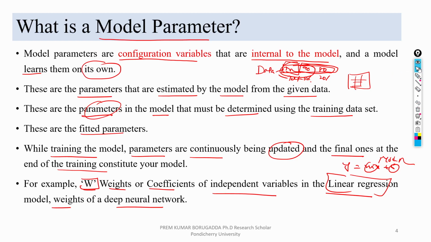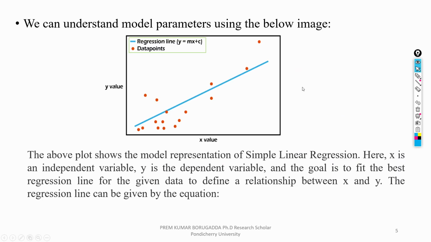Next. If you see this diagram, we can understand the model parameters from the image below. In this given image, the red dots are our given data points, which means our target variables.